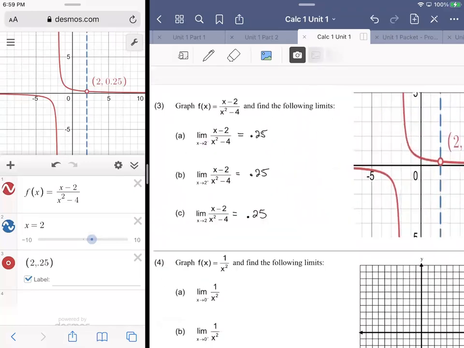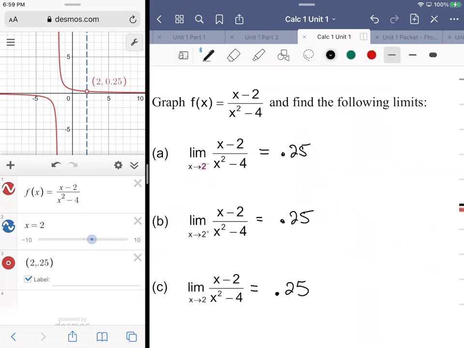So what you would do is you'd factor the denominator, x minus 2 times x plus 2. You would note that there's a common factor top and bottom in the fraction and cancel them. So this would simplify to y equals 1 over x plus 2. But we would then have to set our common factor equal to 0.